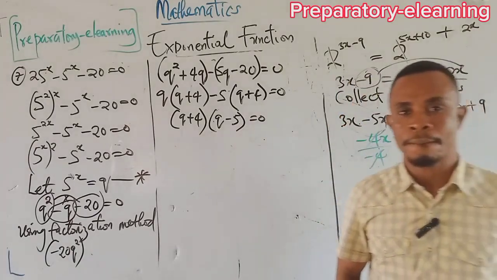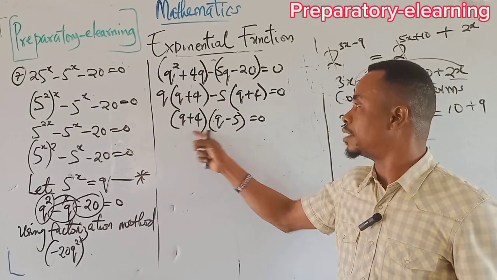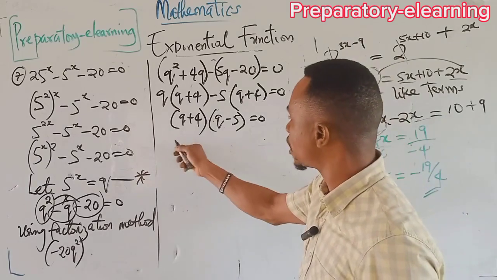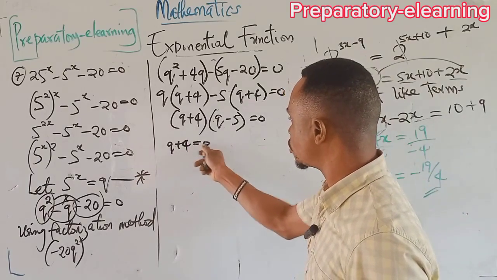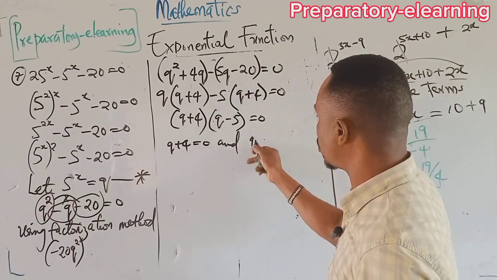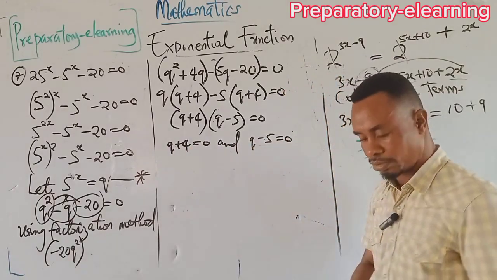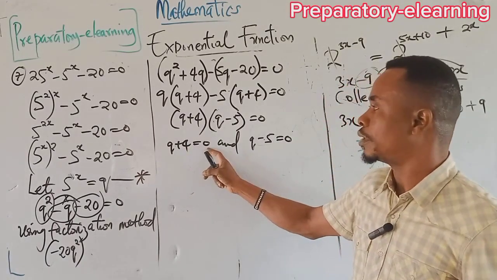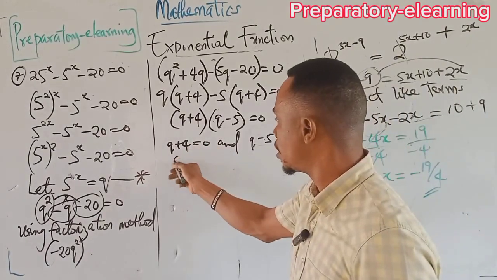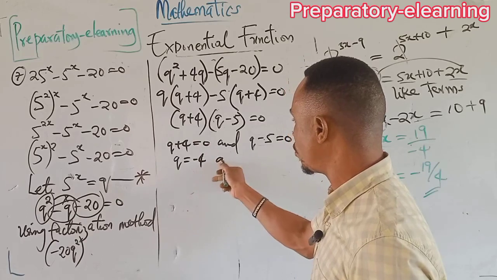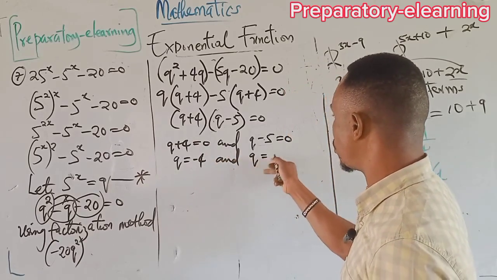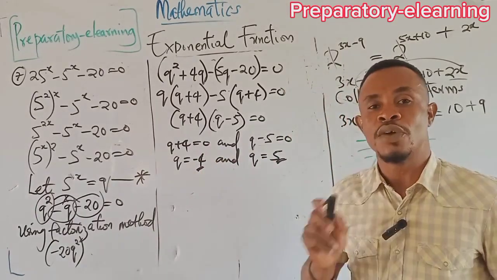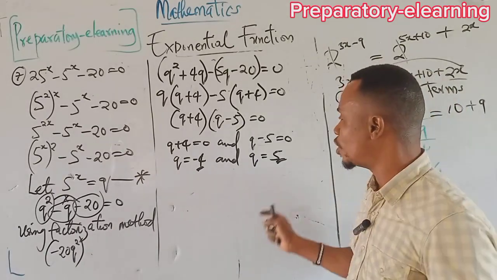Now to continue from there, the first bracket equates to 0 and the second bracket equates to 0. So we can find our q. So you now have first bracket is what? q plus 4 equal to 0. And this other one, q minus 5 equal to 0. How do we solve it? To make q to be here alone, you move and collect like terms. So what do we have here? q is equal to what? Minus 4. And q is equal to what? 5. So these are the answers for q, but not the answers for x. We were asked to find x, but not q.